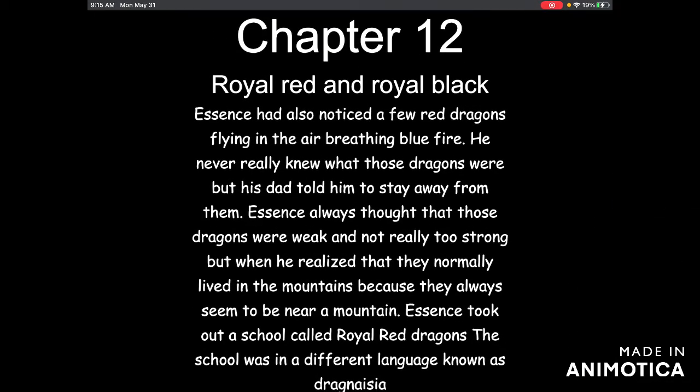Chapter 12, Royal Red and Royal Black. Essence had also noticed a few red dragons flying in the air, breathing blue fire. He never really knew what those dragons were, but his dad told him to stay away from them. Essence always thought that those dragons were weak and not really too strong. But when he realized that they normally lived in mountains, because he always saw them near mountains, Essence took out a scroll called Royal Red Dragons.